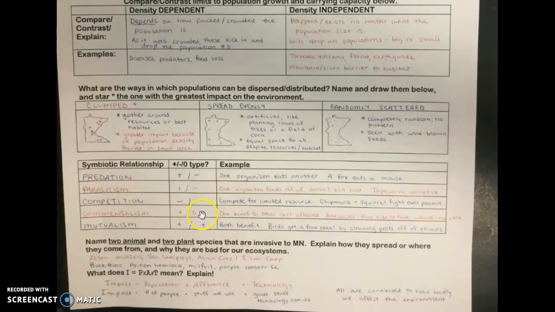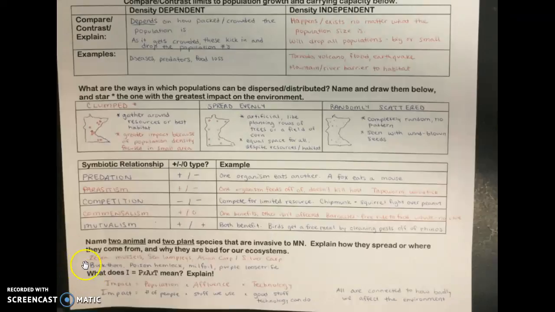Commensalism is positive, neutral. Somebody benefits and the other doesn't even care, doesn't even notice, it doesn't affect them in any way. So example would be barnacles on a whale. The barnacles get a free ride to their food source, and the whale has no clue that the barnacle is even sitting there. Next up is mutualism. Both are going to benefit, positive, positive. Example there would be birds getting a free meal by cleaning all the pests off the rhinos, so they're eating the bugs, and then the rhinos don't have bugs crawling on their skin and making them itchy.